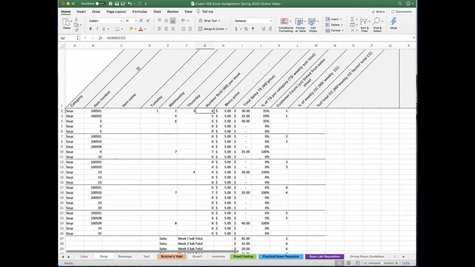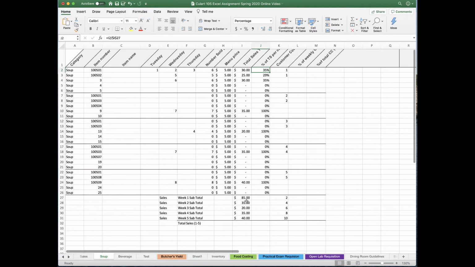We've got number sold, which is just the sum of these three columns. The menu price. Total sales is the number sold times the menu price. Percent of total sold. And always in the parentheses is what the formula is going to be. So that's the total sales divided by the weekly subtotal, which we created down here. And if I click on that cell, you can see it's sum of I2 through I6.